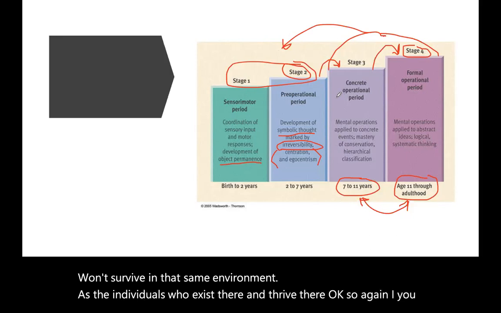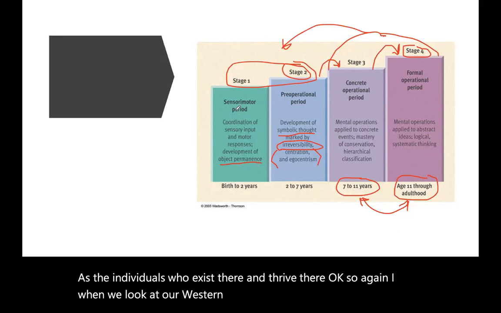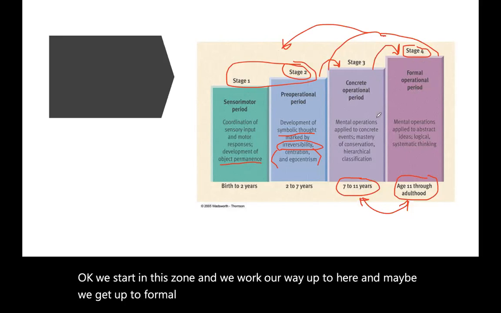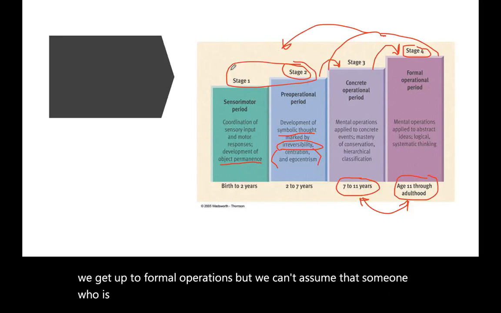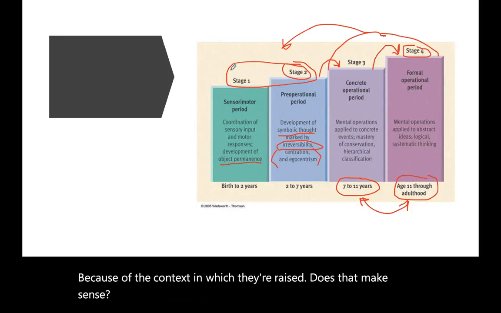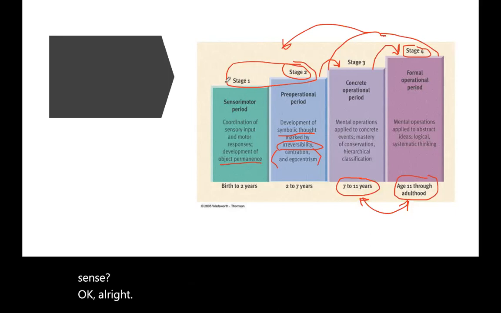So when we look at our Western society and we look at this, yeah, we can say, okay, we start in this zone and we work our way up to here and maybe we get up to formal operations, but we can't assume that someone who is here is necessarily less than because of the context in which they're raised. Does that make sense? Okay.